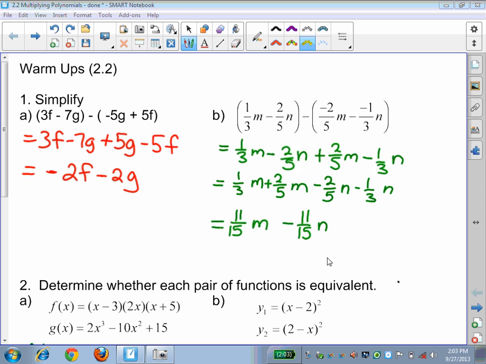Alright class, welcome to warm-up 2.2. Today we're going to take a look at some warm-ups from last night's homework.